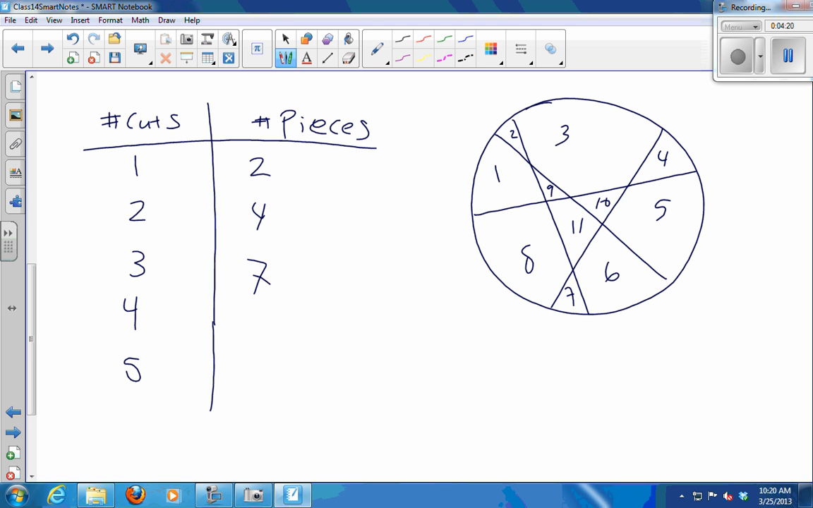So we get 11. Okay, a couple people were working on the 5, and I heard, what did people come up with for 5 lines? 16. Anybody get anything more than 16? 16 is right. All right, so what's the pattern?